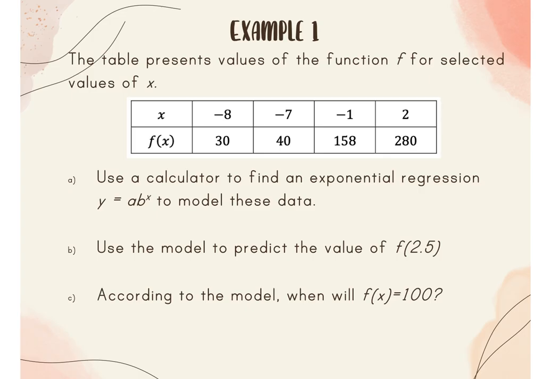Now let's talk about how we would find it using a calculator. It gives you the table of values for the function, and we're going to use it to find the exponential regression. So just like we did quadratic or cubic or any of those, we're going to enter the data into the calculator, and we're going to run an exponential regression. I'll show you what it looks like on the handheld, and then we'll do it with the Desmos.